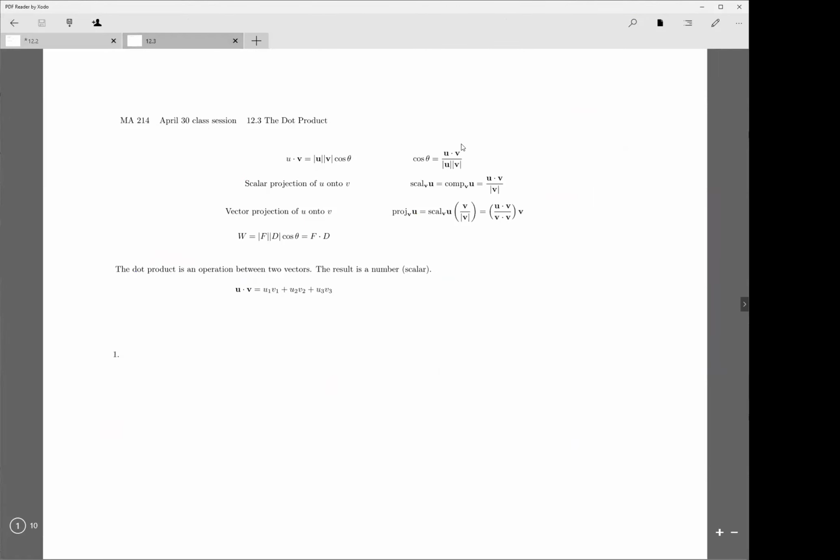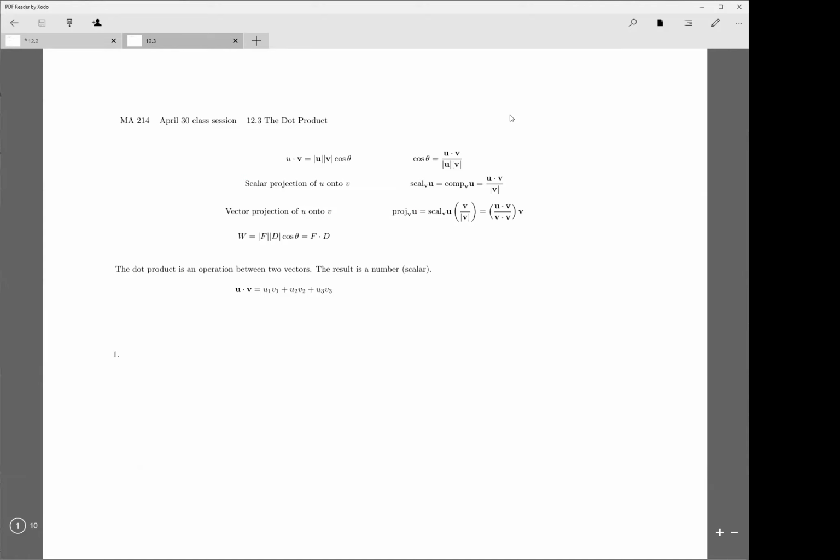Let's go ahead and go to 12.3. We'll just introduce that topic there, and then we'll figure out what's wrong with that later. Okay. So 12.3 is the dot product.